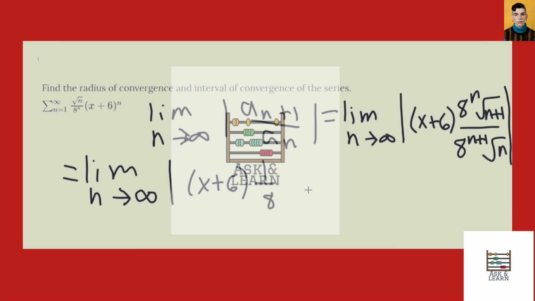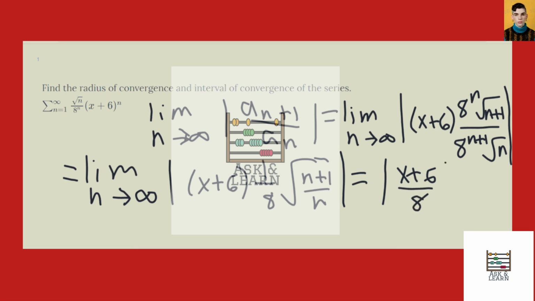And then square root of n + 1 divided by square root of n is the square root of (n + 1) over n. As n goes to infinity, (n + 1) over n is 1. Square root of 1 is 1. So this is just the absolute value of (x + 6) over 8. And we want this to be less than 1, which is the same thing as saying that the absolute value of x + 6 is less than 8. So at this point, you could say that the radius of convergence is 8.